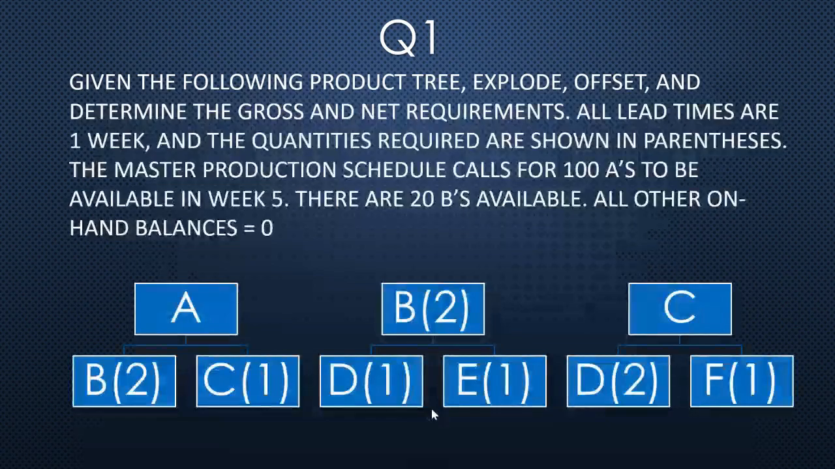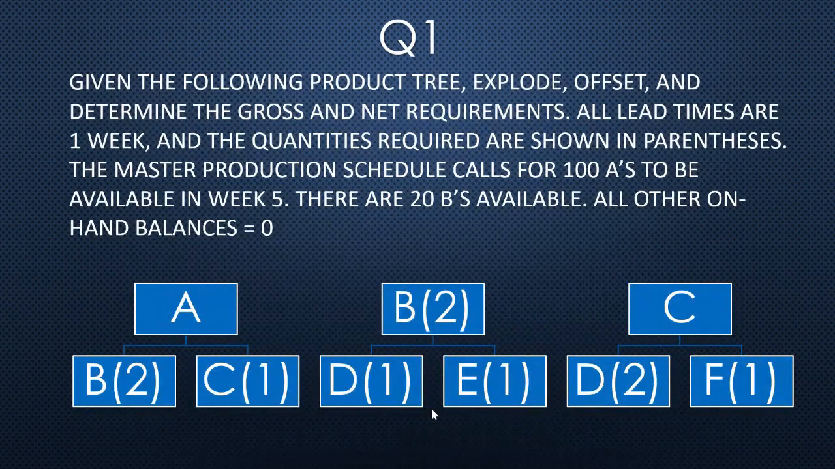Let's dive into the question. Question 1. Given the following product tree, explode, offset, and determine the gross and net requirements. All lead times are 1 week, and the quantities required are shown in parentheses. The master production schedule calls for 100 A's to be available in week 5. There are 20 B's available, and on hand balances are 0.